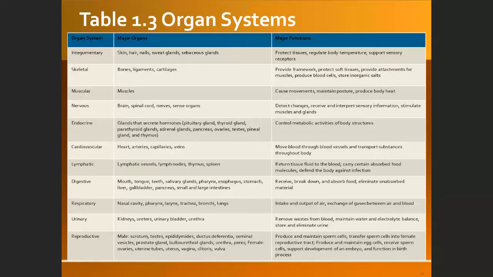Now, organ systems. There are 11 organ systems in the human body. The first one is the integumentary system, then the skeletal system, muscular system, nervous system, endocrine system, cardiovascular system, lymphatic system, digestive system, respiratory system, urinary system, and reproductive system. So there are 11 organ systems in the human body. We will learn all of these systems in this class and also in the next class, Bio 130.